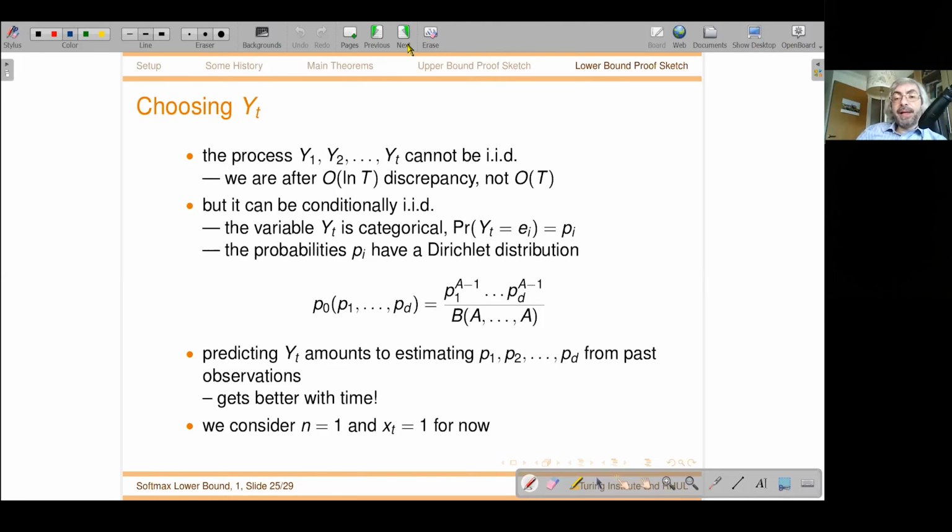So the variables will be categorical, and they will follow the distribution, which in turn follows a Dirichlet distribution. First, this Dirichlet distribution chooses some pi, and then y's are categorical with this parameter pi. And this is rather intuitive because predicting the next y would amount to estimating these values of p from past observations. And this will improve with time. So the situation will not be IID and will change with time.